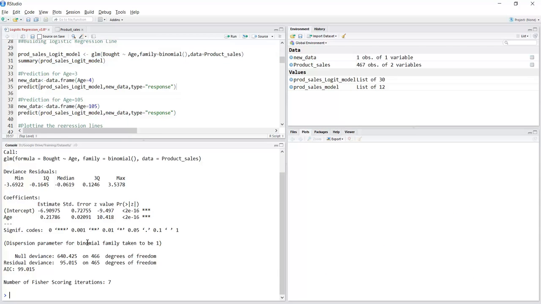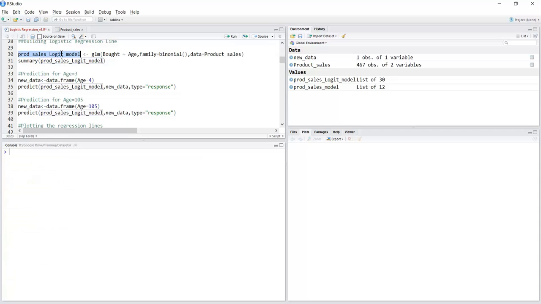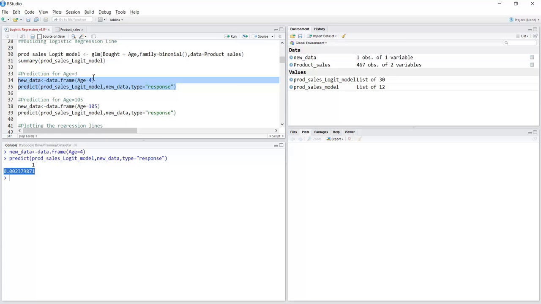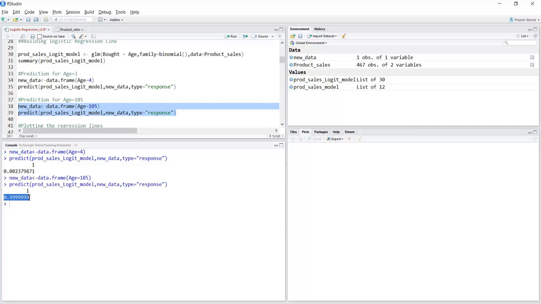Now we will go for prediction using this model. Using the logistic model, for age equal to 4, will the person buy or not buy? When age is 4, the predicted value is 0.002379, which is near to 0. We will consider this as 0. A person will not buy that product. Now age 105. Let me predict. What is the predicted value? The predicted value is 0.9999. Yes, the person will very much buy this product because it's near to 1.